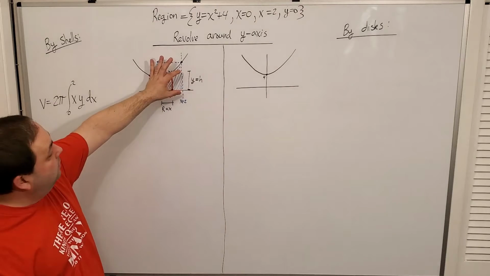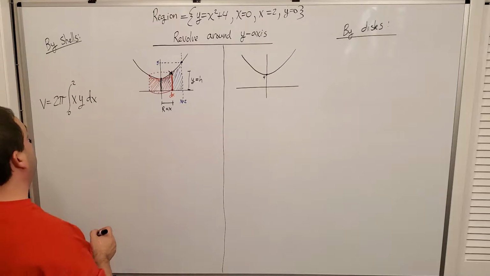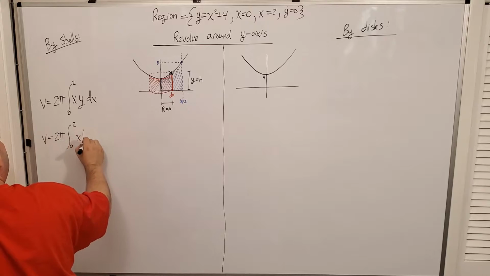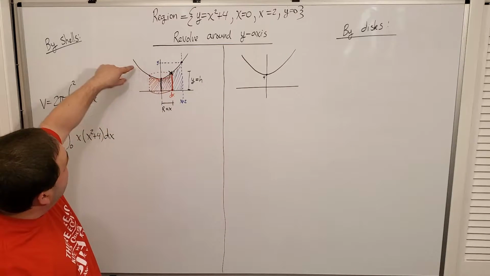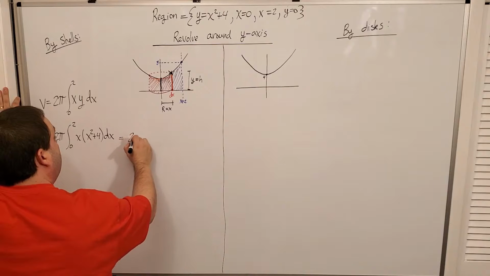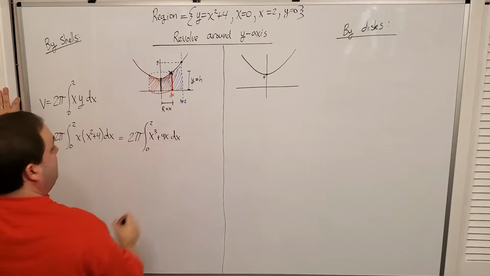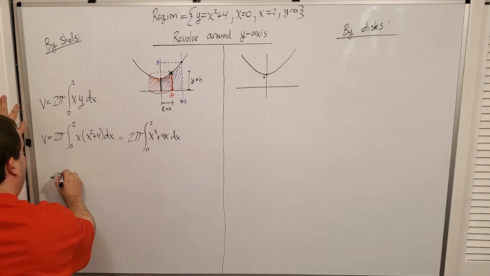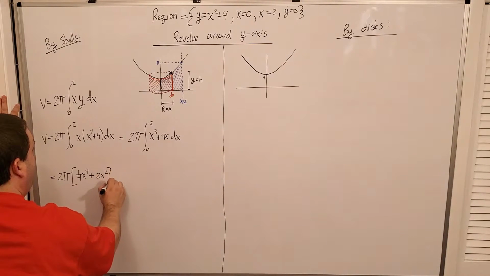Y was my height, but I need to actually make that into something involving x, because dx is my integral controller here. So volume is 2 pi times the integral from 0 to 2, x times (x squared plus 4) dx, because that's what y is equal to in this function that we've drawn the point at. That's this distance. So I will distribute. That'll give me x cubed plus 4x dx. And then I will do the antiderivative, which is going to give me 2 pi times (1/4 x to the 4th plus 2x squared) from 0 to 2.